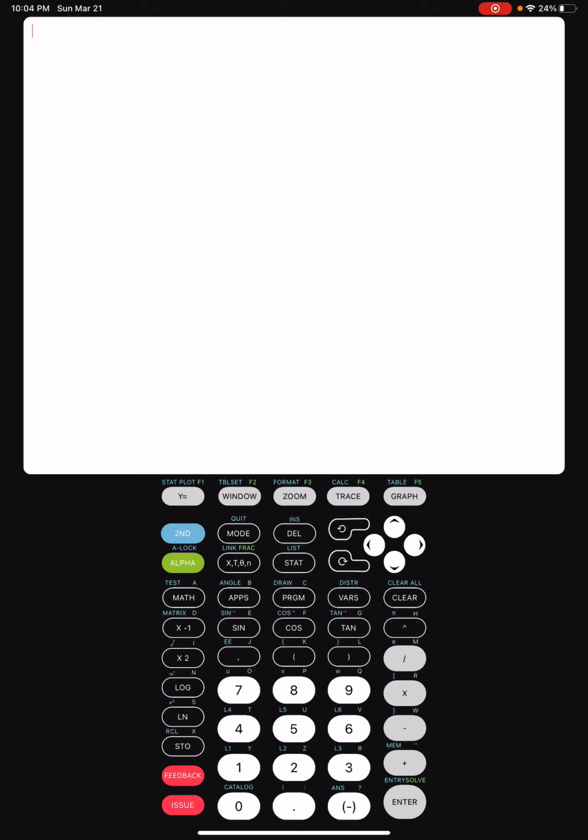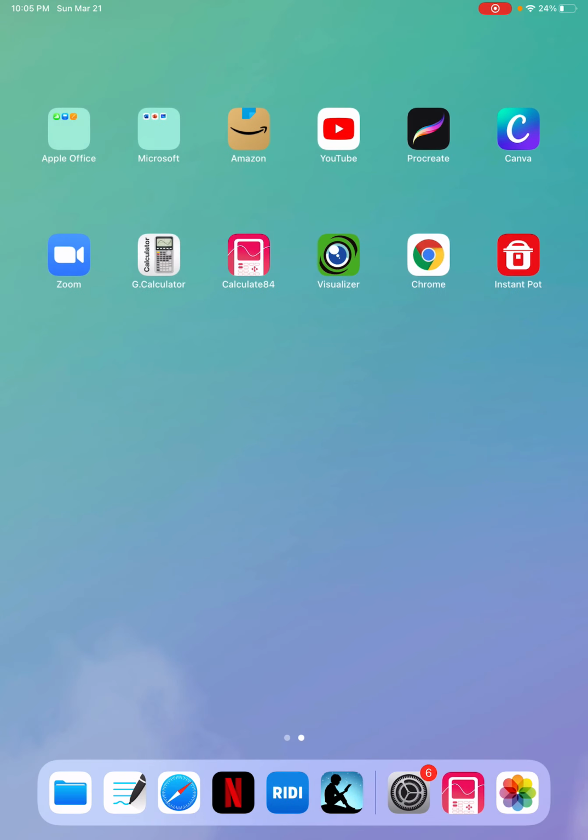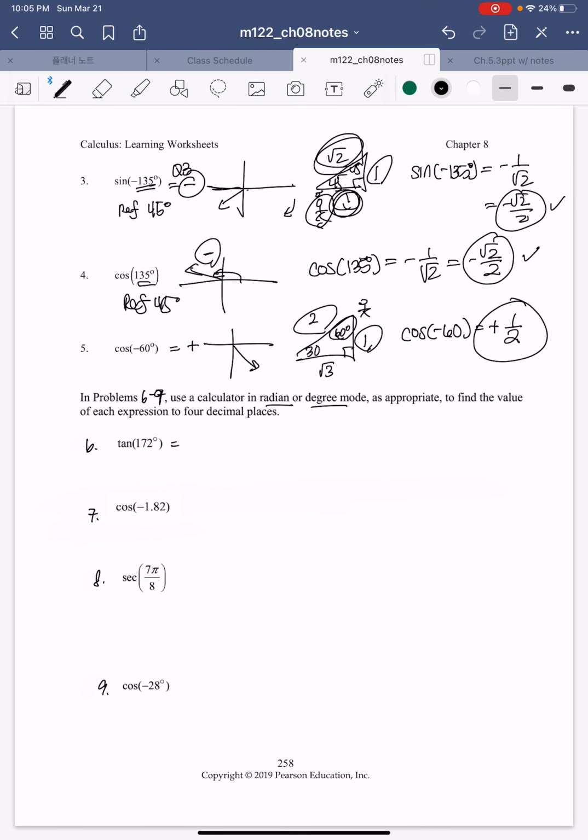Let me erase. So the first one was tangent of 172, very simple, very easy. You get the answer right away. Negative 0.1402. Rounded to the 4 decimal place, negative 0.1405. So in degree mode, we get negative 0.1405, rounded to the 4 decimal place. That makes sense. 172 degrees is right over here before 180. And only sine is positive, so I should have a negative answer.